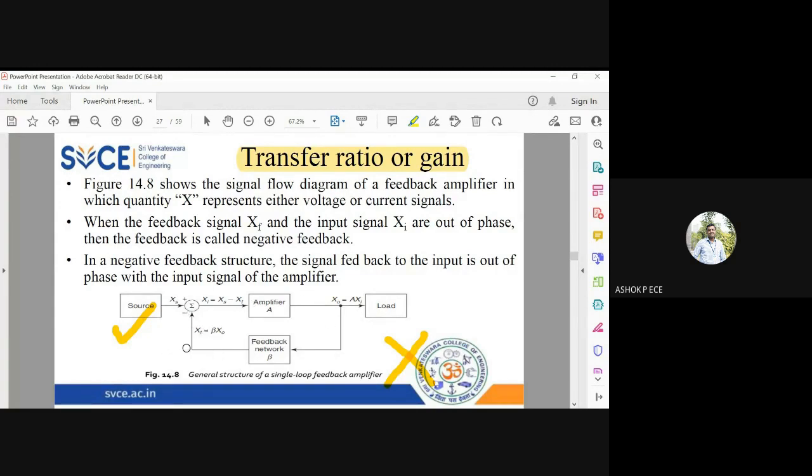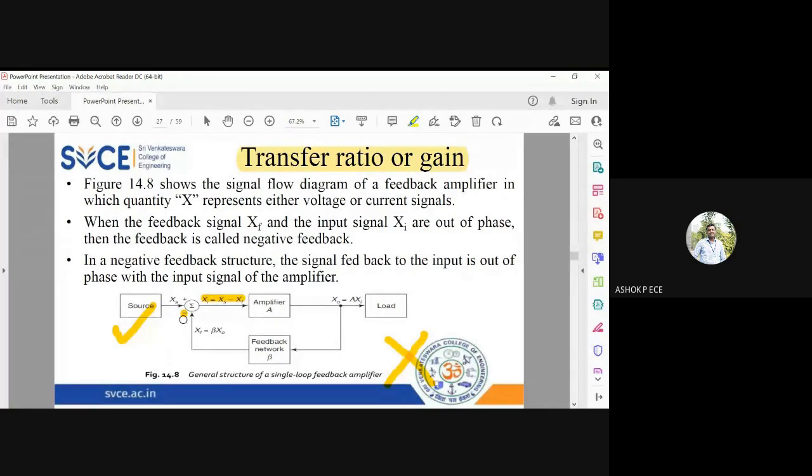signal coming from the output of the feedback network, and in the input side I'm going to have a mixer. Mixer is essentially an adder. For negative feedback, you have to subtract. So from the source it is going to be plus sign, from the feedback it is going to be minus sign. The output of the adder is the actual input signal Xi going to your amplifier. So Xi equal to XS minus XF. This is the concept of negative feedback.